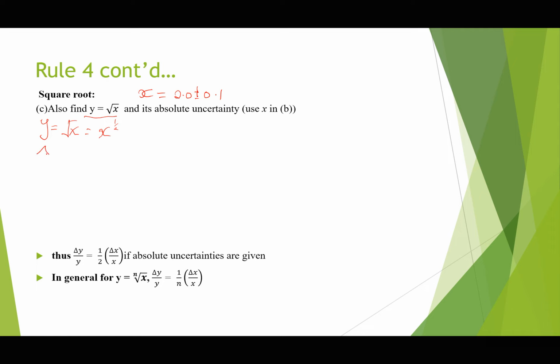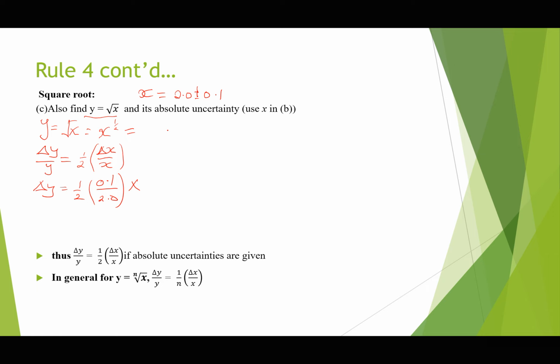So the absolute uncertainty in y divided by y would be equal to, because the rule says you multiply the power by the fractional uncertainty or the percentage uncertainty, the power here is a half. So it will be a half times the fractional uncertainty in x, that is delta x over x. If I want the absolute uncertainty in y, this will be a half times 0.1 divided by 2.0, then I multiply by the true value of y.